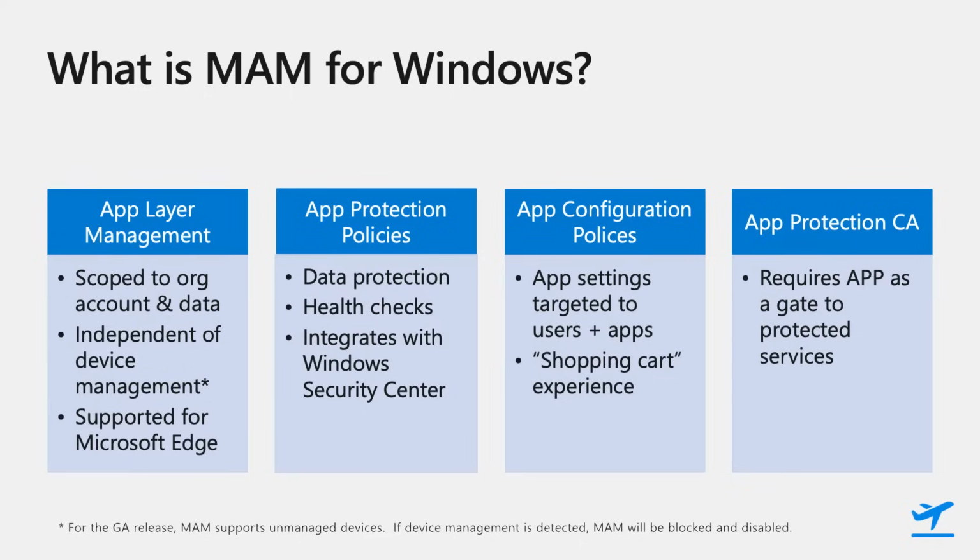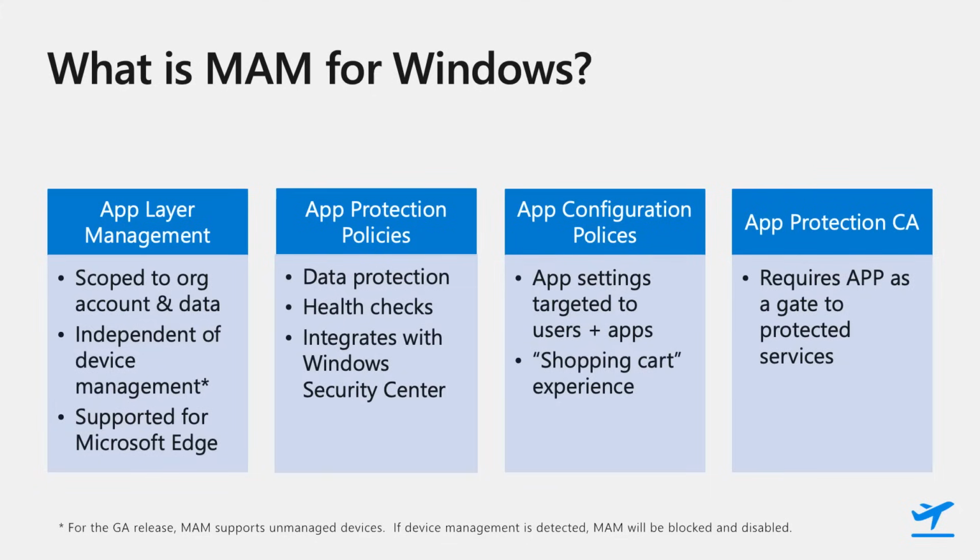The first one is App Protection Policies, or APP. This constitutes our primary data protection, setting a boundary for which you can control how data comes into and out of your org experience. Health checks help define the criteria that must be met before your content can be accessed by your end users. And finally, on Windows, we've integrated with the Windows Security Center to give an even stronger sense of the security state or health state of the client device.